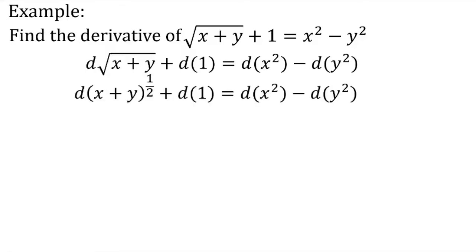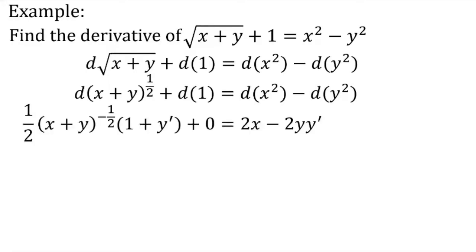So let us express square root of x plus y as x plus y raised to 1 half. So the derivative of x plus y raised to 1 half is equal to 1 half times x plus y raised to -1 half times 1 plus y prime. And then the derivative of 1 is 0 equals the derivative of x squared is 2x. The derivative of y squared is 2yy prime. So the next line of the solution is 1 half times x plus y raised to -1 half times 1 plus y prime plus 0 equals 2x minus 2yy prime. Okay?